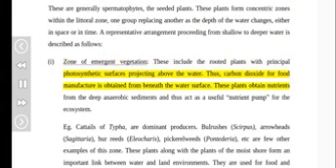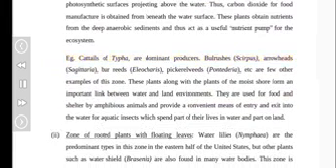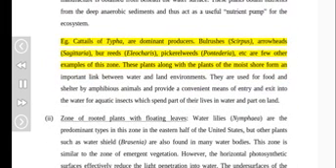Thus, carbon dioxide for food manufacture is obtained from beneath the water surface. These plants obtain nutrients from the deep anaerobic sediments and thus act as a useful nutrient pump for the ecosystem. E.g., cattails of Typha are dominant producers. Bulrushes, Sparganium, arrowheads, Sagittaria, burr reeds, Eleocharis, pickerelweeds, Pontederia, etc. are few other examples of this zone.